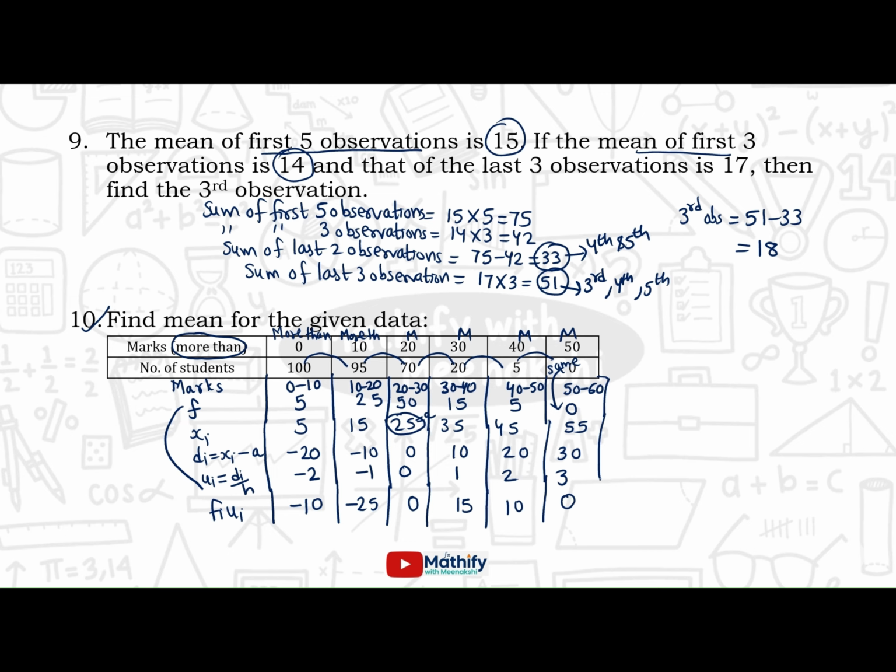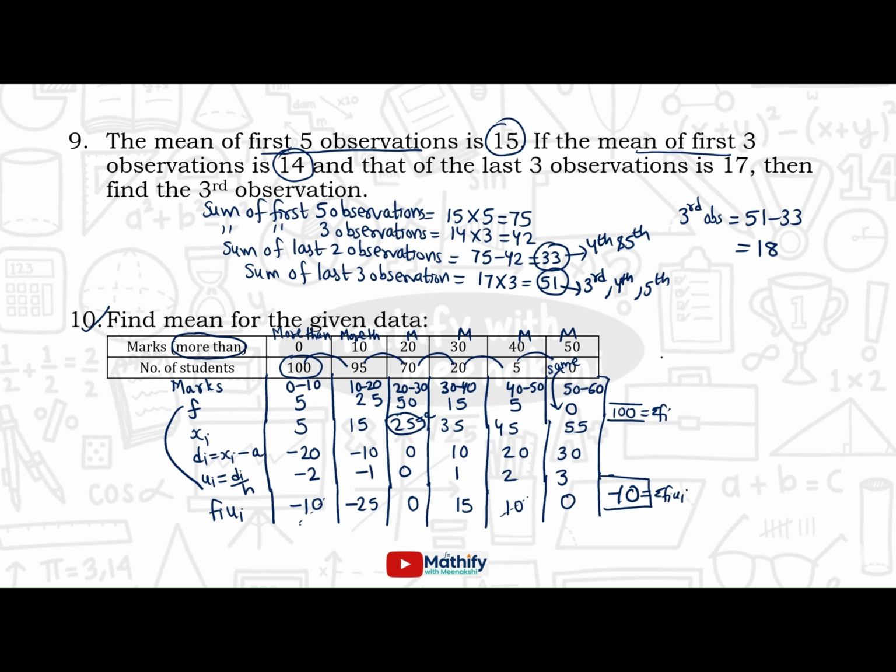Now you have to take the sum of this fi ui. So what is the sum of fi ui here? If you see carefully, it's 10 and minus 10, you can cut with the dotted line. Now minus 25 plus 15, that's minus 10 is your sum. Now, what is the sum of fi? Sum of fi is already given here, it's 100. This is summation of fi, and here this is summation of fi ui.